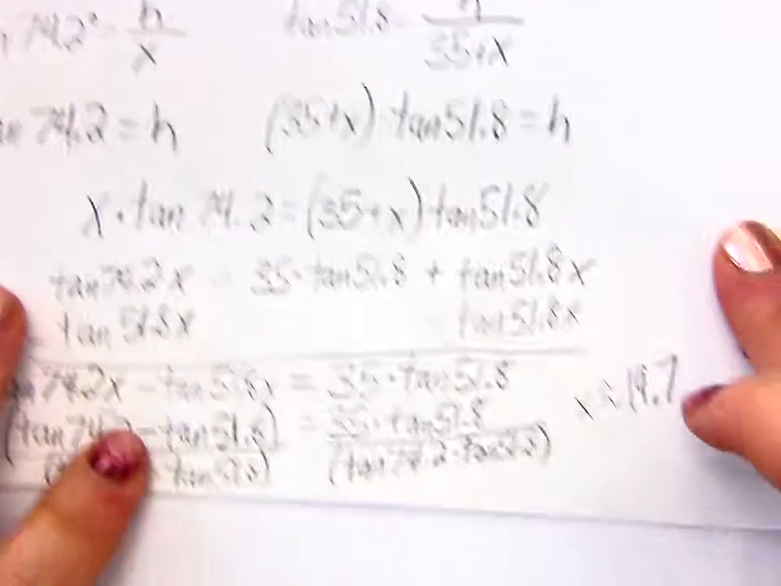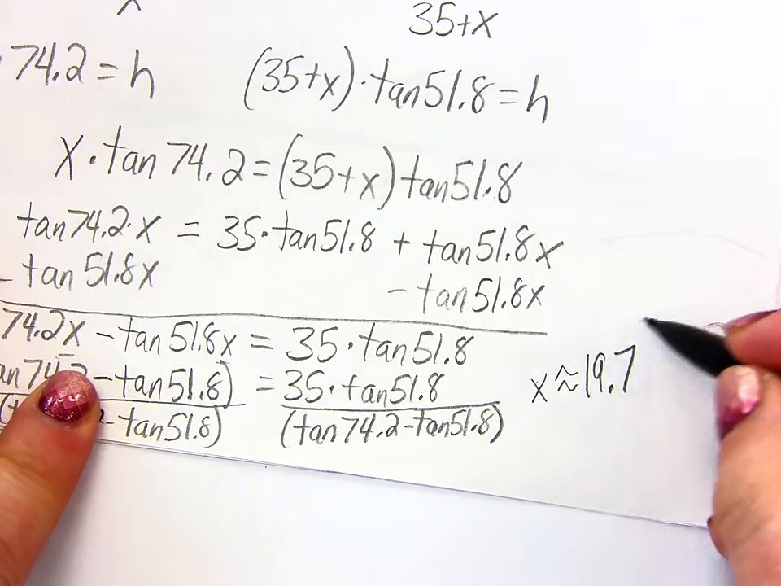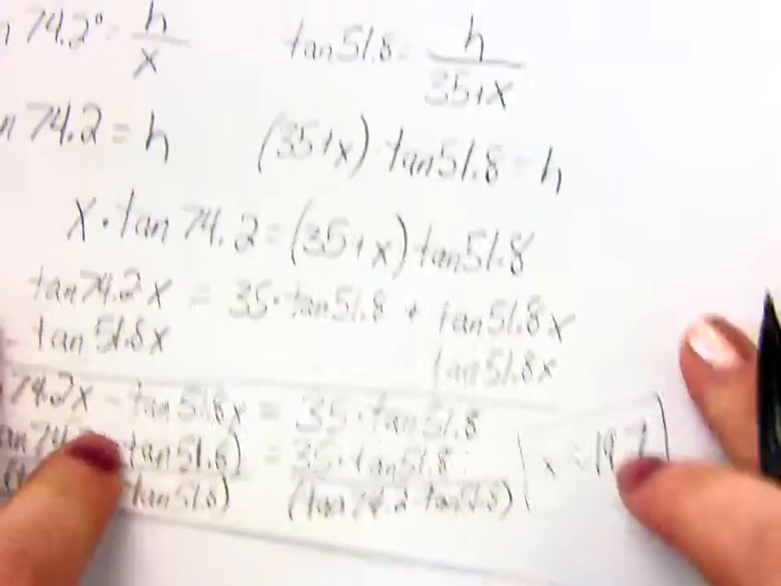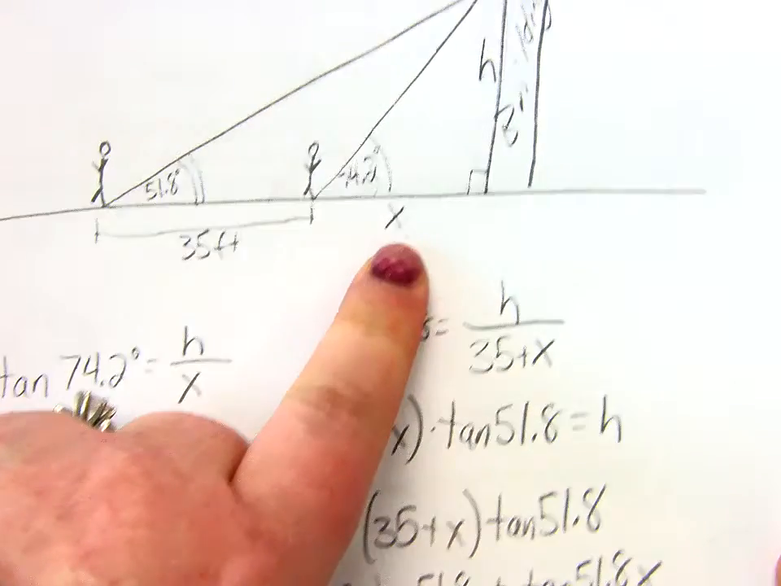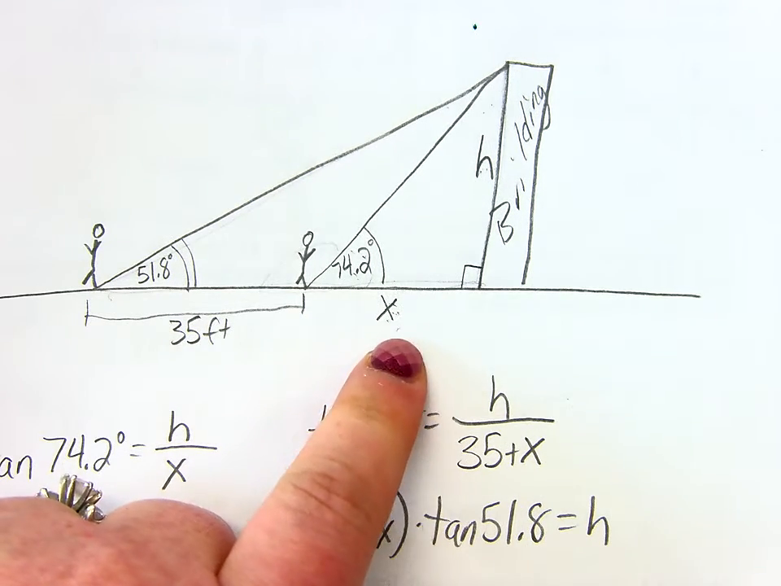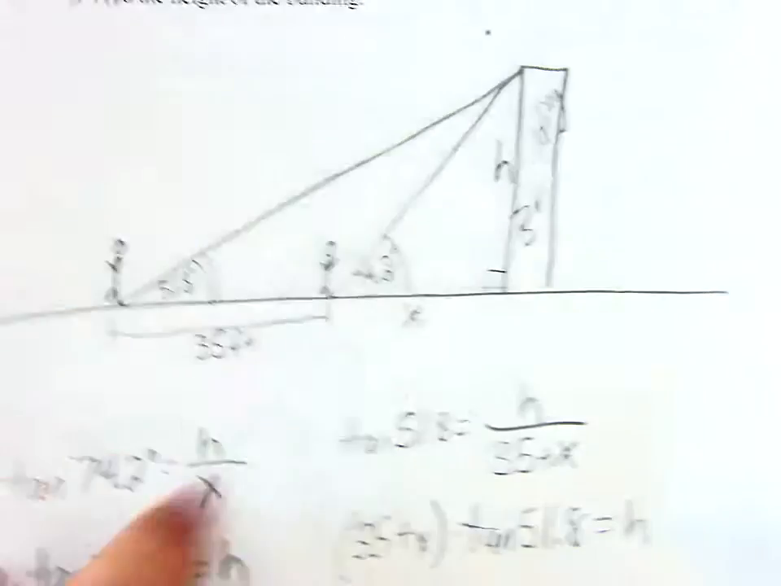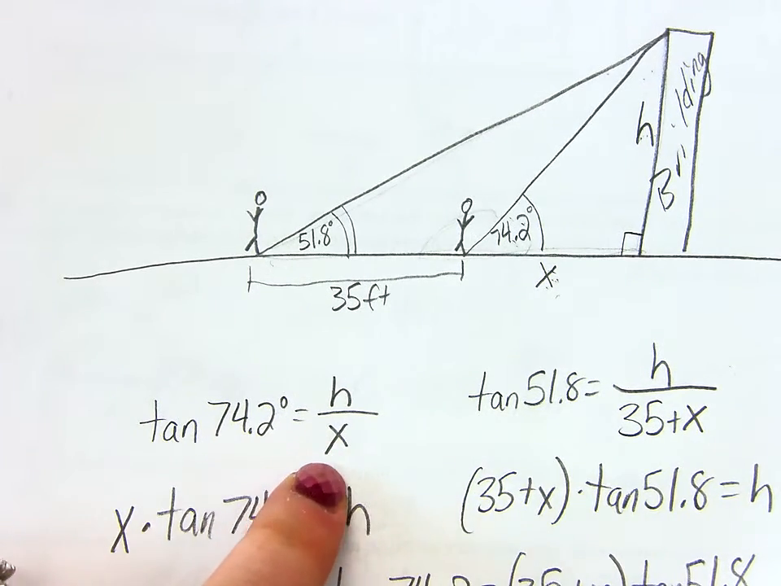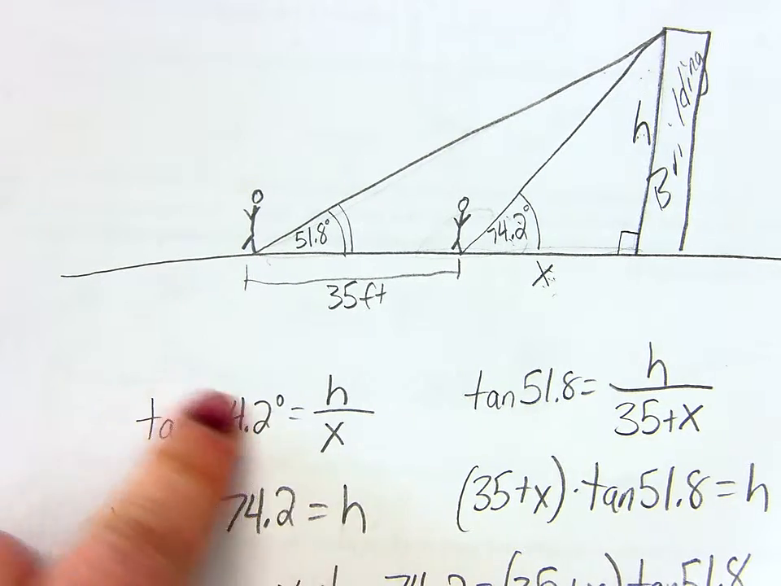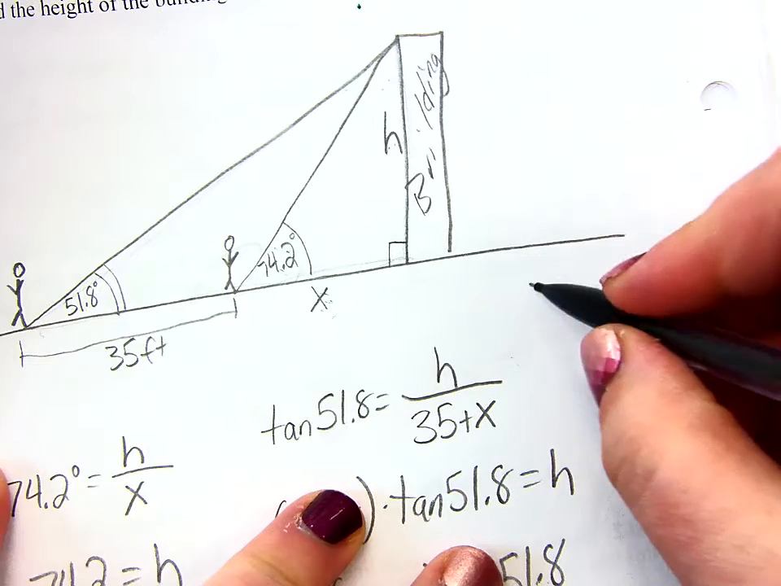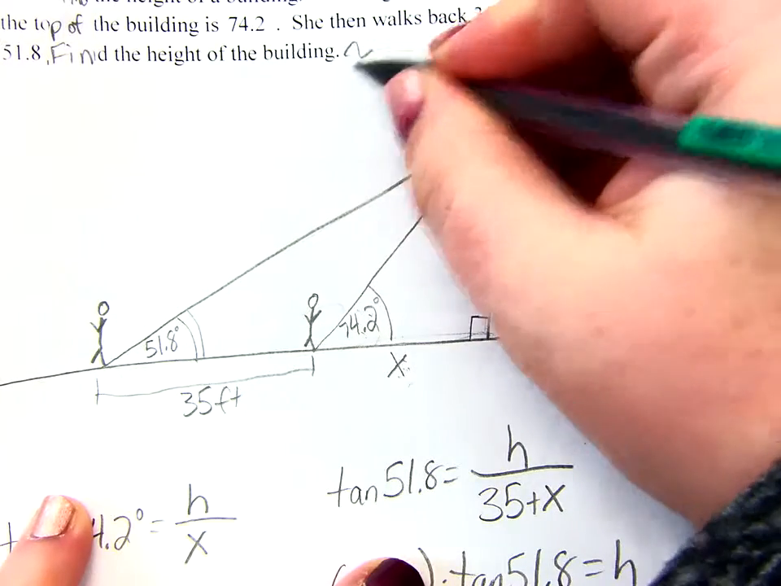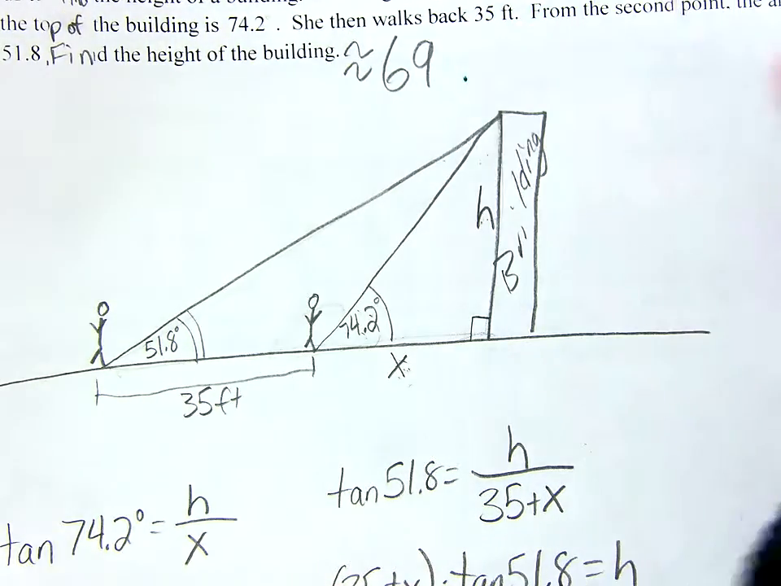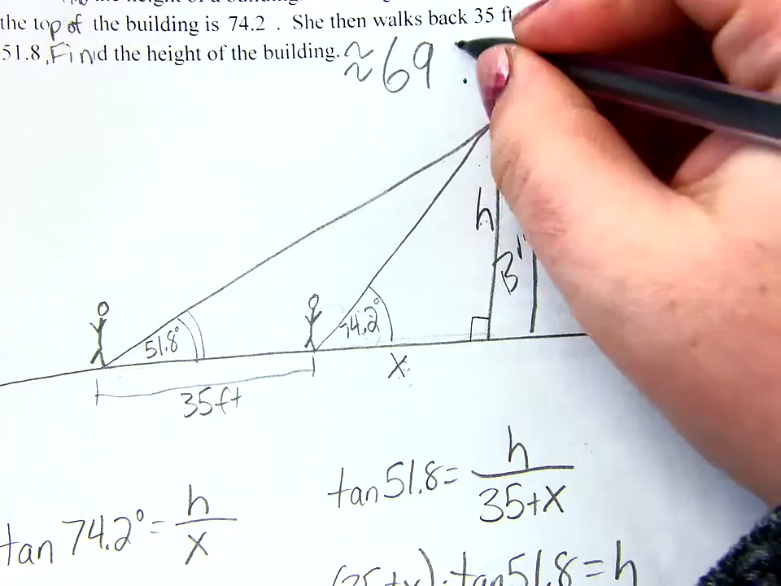Okay, so just to be clear for the people watching at home, we found x. x, however, is not what I'm looking for. I'm looking for the height of the building. But once I have x, I can find h very easily. We just took this equation, since x was 19.7, multiplied those two together, and that gets me what h is. So my final answer, the height of the building, is approximately 69, what are we, feet? Yeah, feet.